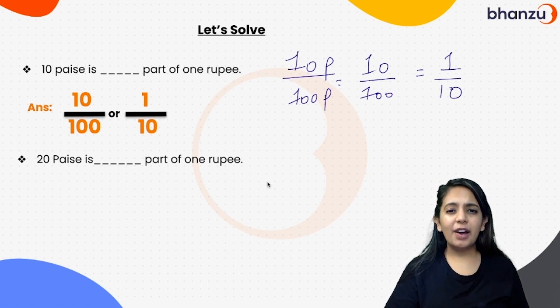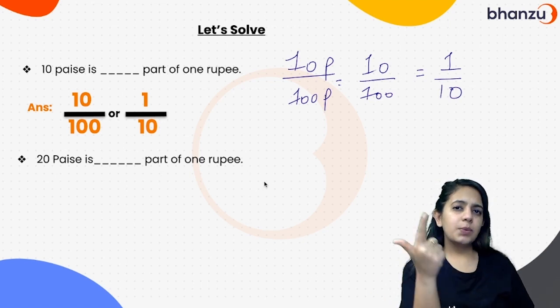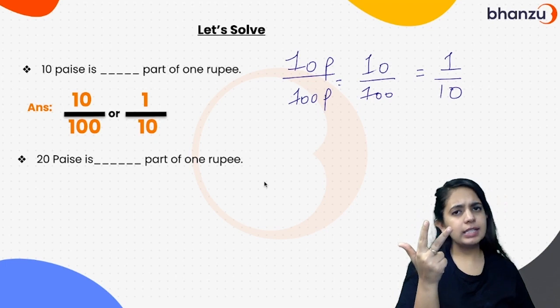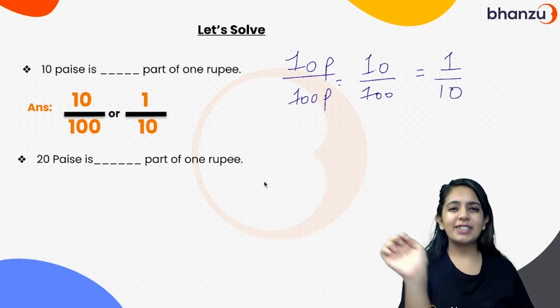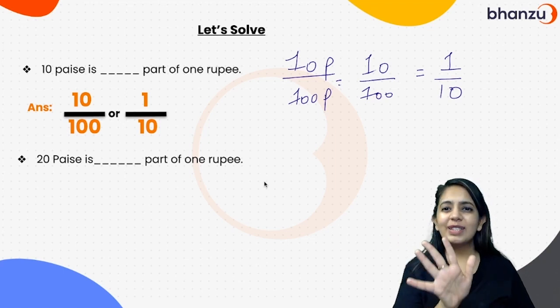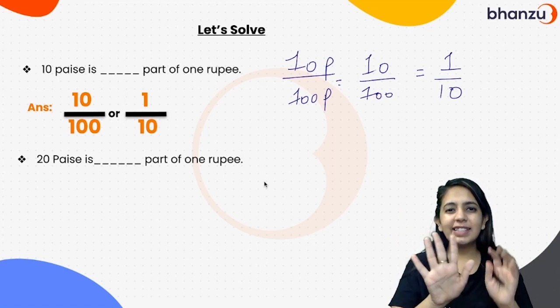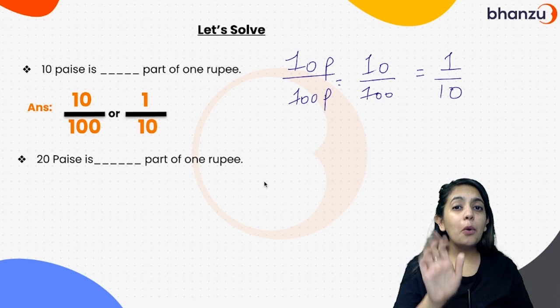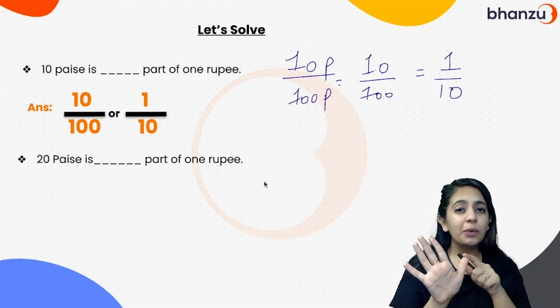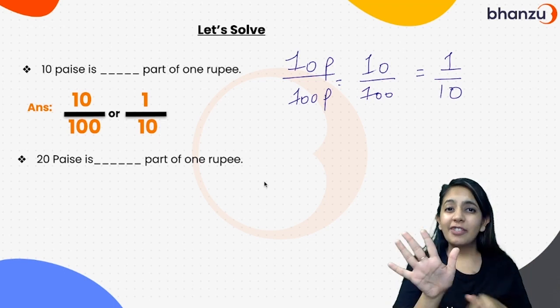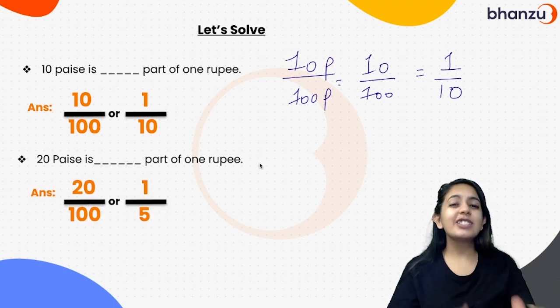Okay, now find the answer to the next question. 20 paise is dash part of 1 rupee. Okay, 20 paisa plus 20 paisa is 40 paisa. Plus 20 paisa is 60 paisa. Plus 20 paisa more is 80 paisa. Plus 20 paisa more is 100 paisa. That means 5 coins of 20 paisa each is equal to 100 paise, which is equal to 1 rupee. So what is the fraction of 20 paisa? 1 out of 5, right? So therefore the answer to this is 1 out of 5.